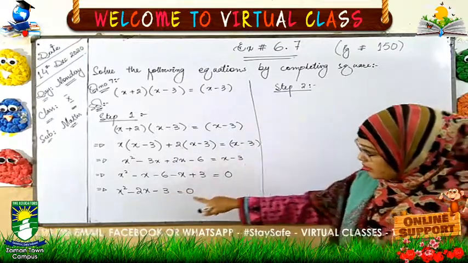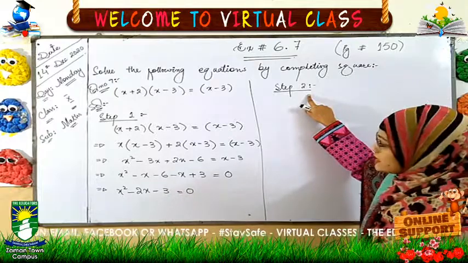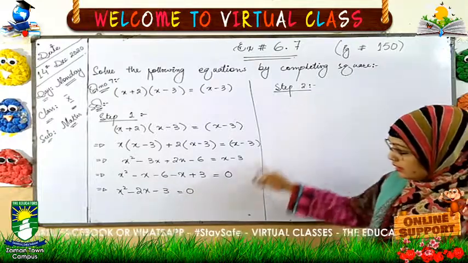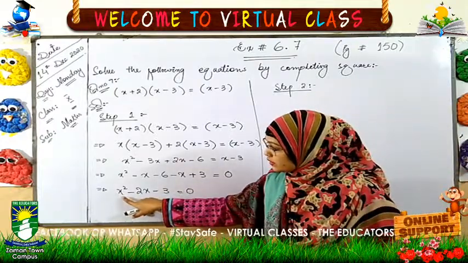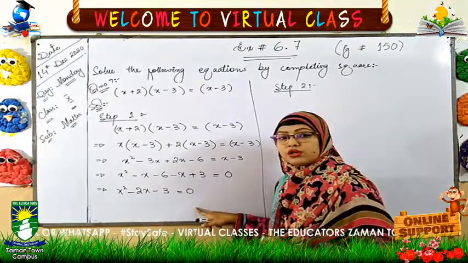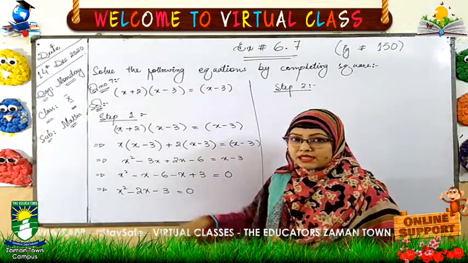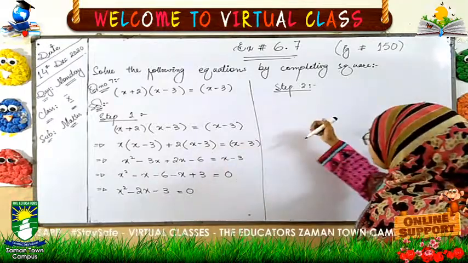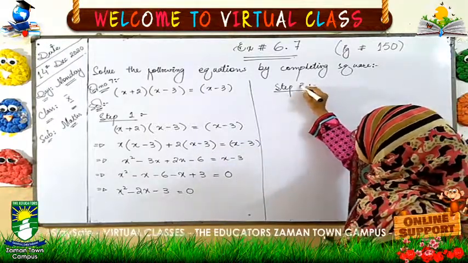Here we are not doing step 2, because what is the coefficient of x square? The coefficient of x square is 1. If we are dividing the whole equation by 1, we will get the same answer again. So no need to do step 2. Come directly to step number 3.